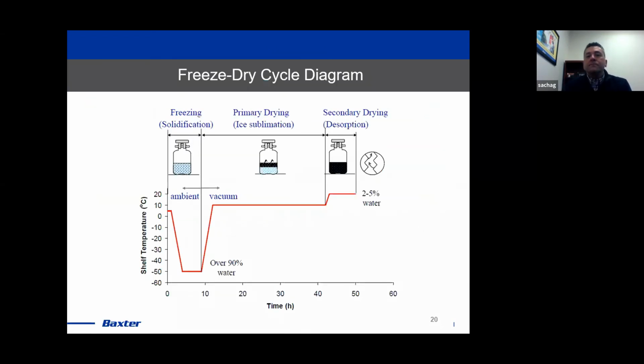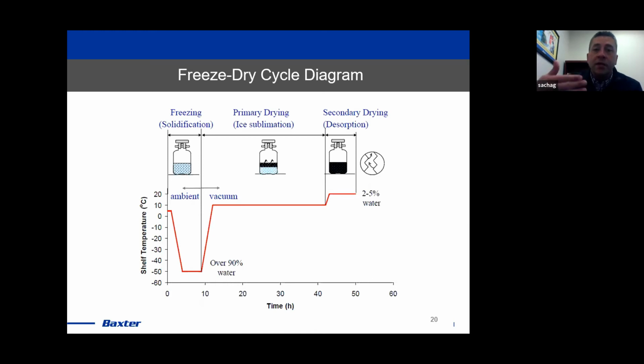Good question. So for those of you not too familiar with freeze drying, this is a generalized process diagram. What we have is shelf temperature versus time. The red line is your shelf temperature. So we first have our freezing step. We cool it to some very low temperature, let's say -40, -50. Hold for a certain amount of time to freeze it.